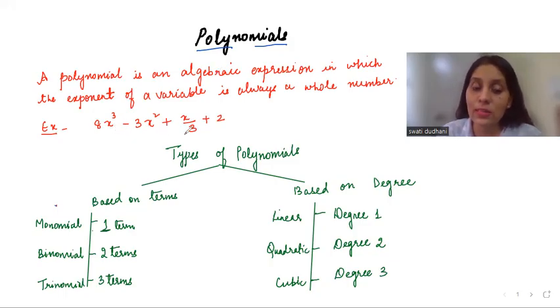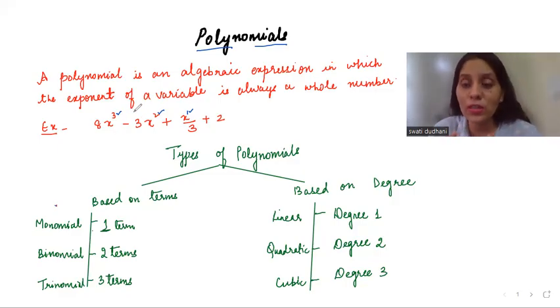For example, this is a polynomial because here I can see that this is a power, this is a power, and this is a power. All the powers are a whole number, so it's a polynomial. So let's understand a few terms here. The first one is coefficient. What is a coefficient? Coefficient is the number with the variable.